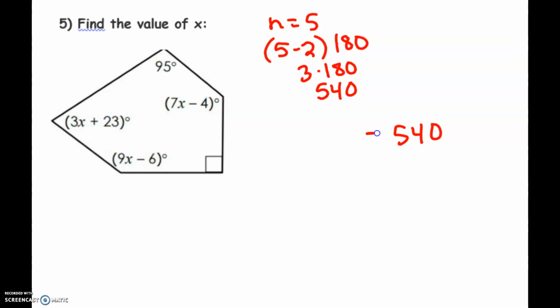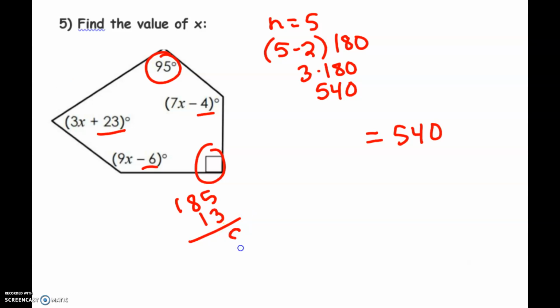Again, I'll add up all my angles. My 90 and 95 puts me at 185. And then I have a negative 6 and negative 4, that's negative 10, added on to 23, that's 13. So I get 198, plus my x terms. I have 3 plus 7, that's 10. 10 plus 9, looks like 19 x's.